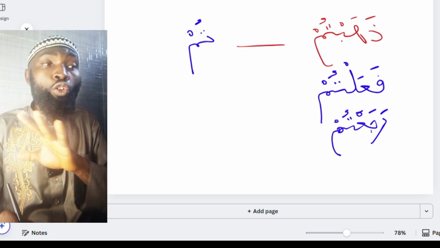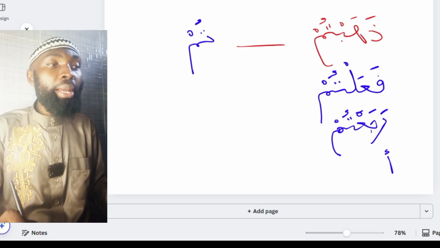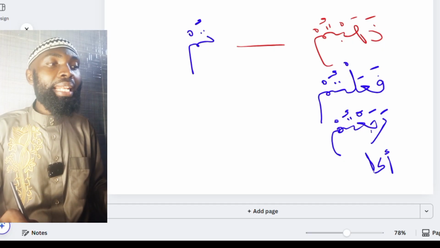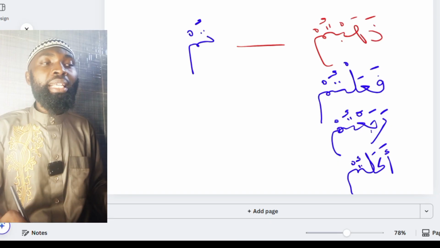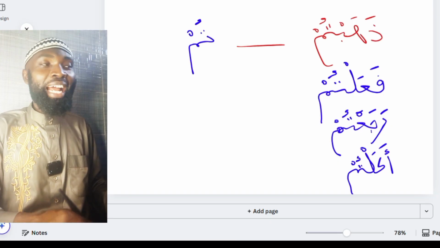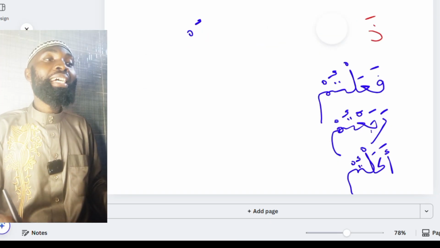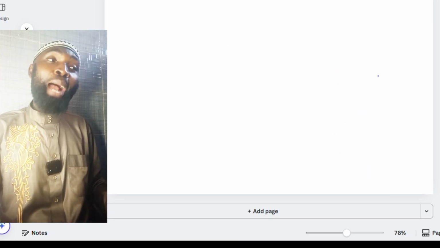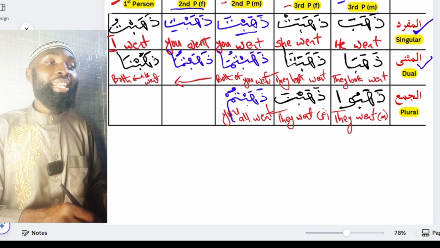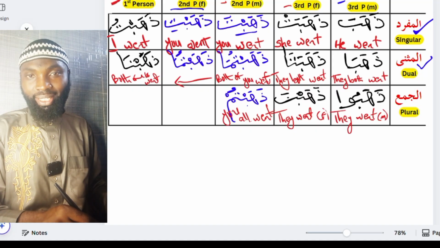If you want to say all of you males, all of you boys, all of you men ate, it will be akal tum. When you go to the Quran, you see all of these formations, and this will make your understanding of the Quran and any other Arabic text very easy. I'm so happy that you're learning, and I ask Allah subhanahu wa ta'ala to increase you in knowledge.